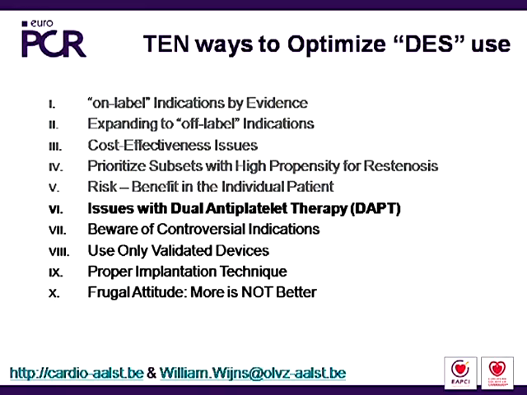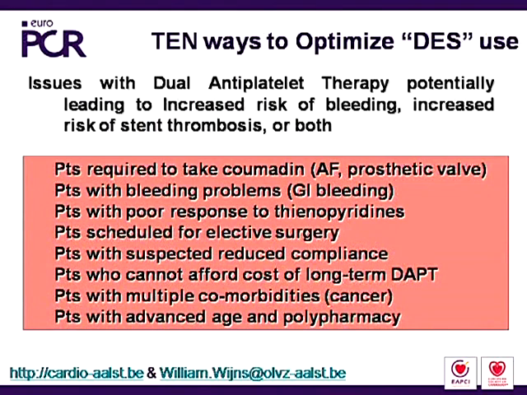Issues with dual antiplatelet therapy. I'll go very briefly. In fact, there is a number of clinical situations where you worry about having to give dual antiplatelet therapy to the patient. In those cases, you should think it over twice before giving the drug-eluting stent, and you should consider bare metal. Let's very quickly go through the list because it's clinically and practically important.